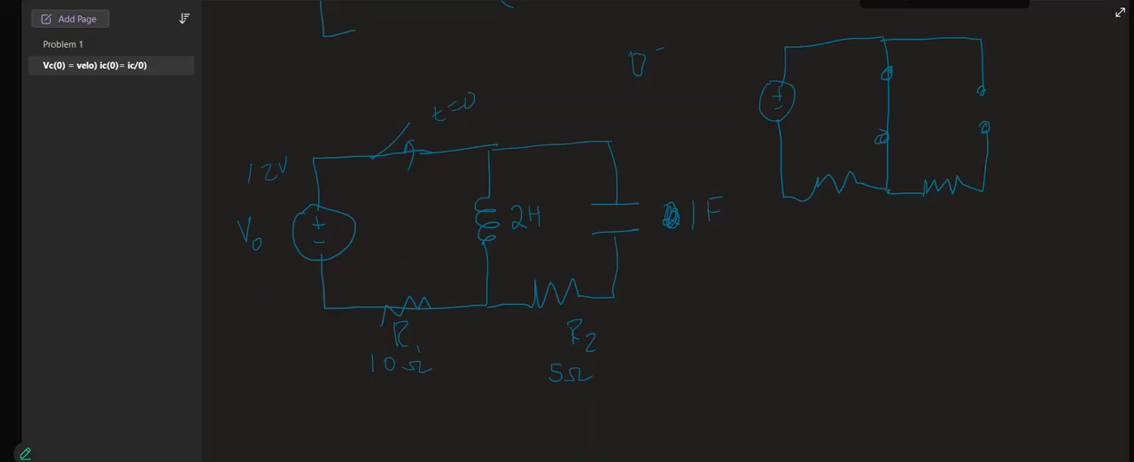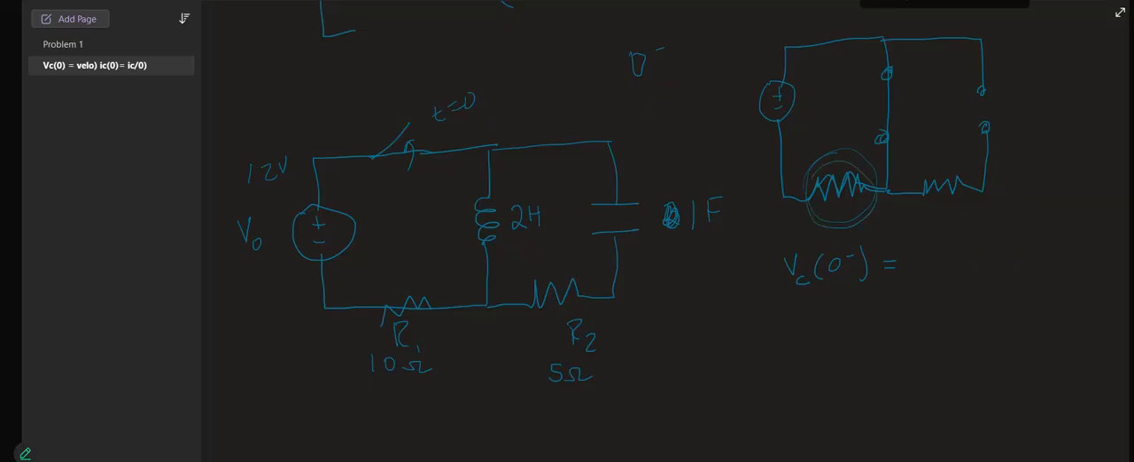So at 0 minus, what is VC of 0 minus? What's it in parallel with? It's in parallel with the voltage source. Not in parallel with the voltage source, no? Just with a wire. It's not in parallel with the voltage source because I have a resistor right here.